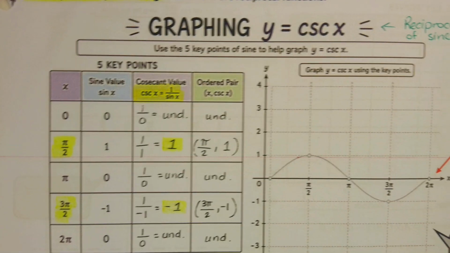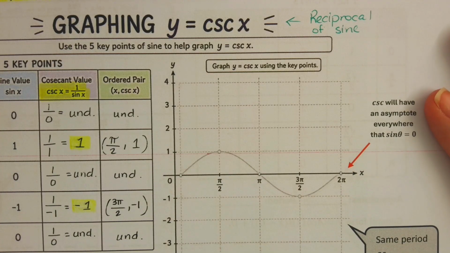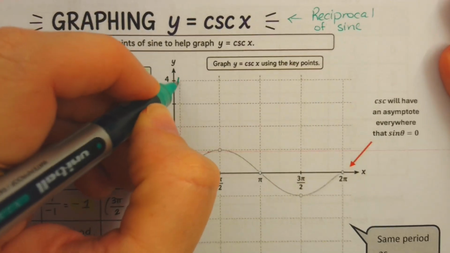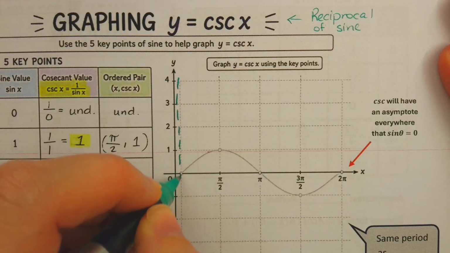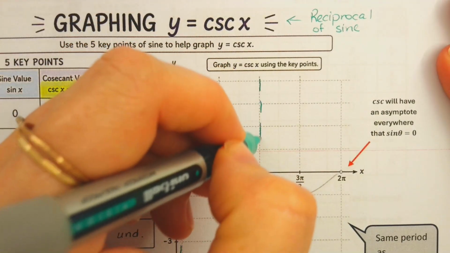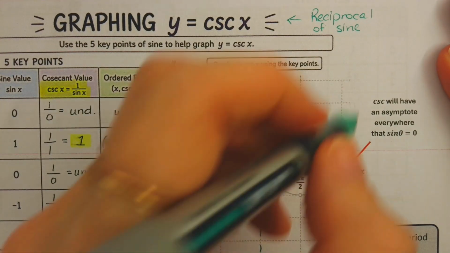Okay, what you're seeing in the background here is actually the graph of the sine function. I wanted to show you cosecant on top of sine so you can see how they're related. So I'm going to start by graphing the asymptotes in the background. There's my green pen. One asymptote when x is 0, another asymptote at pi, and then one last asymptote at 2 pi.